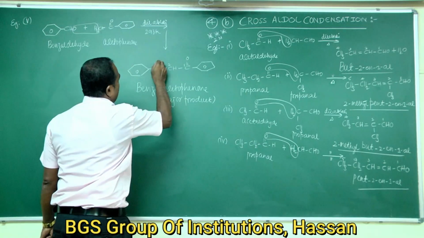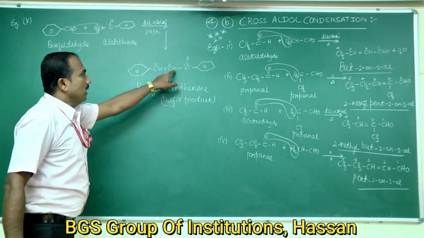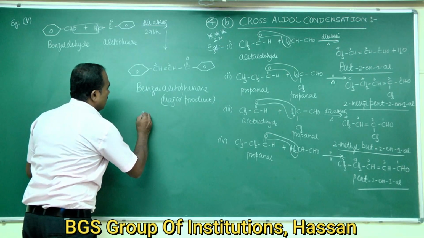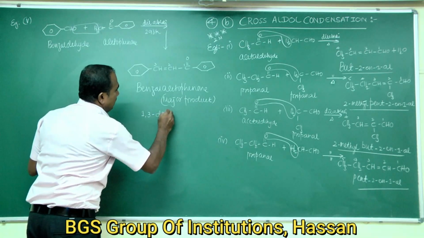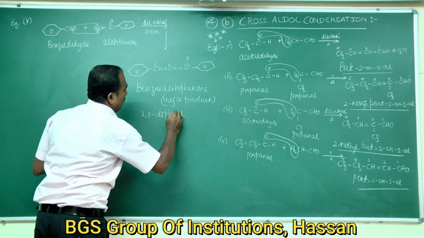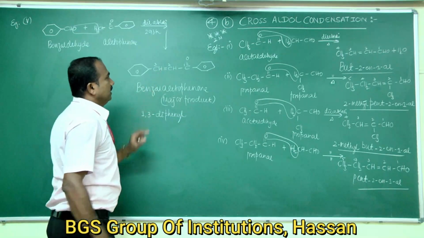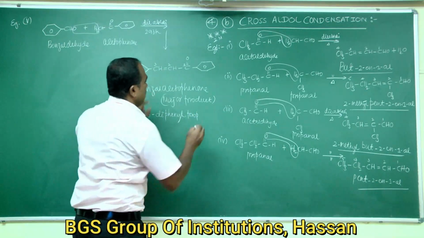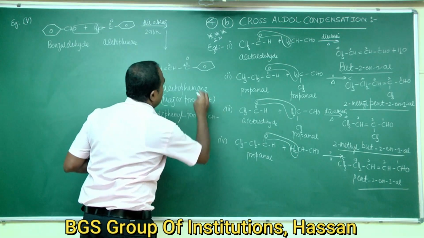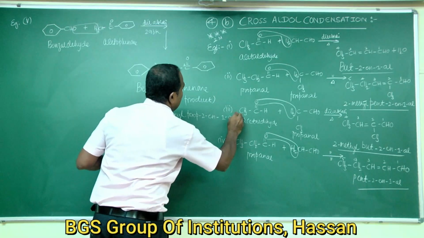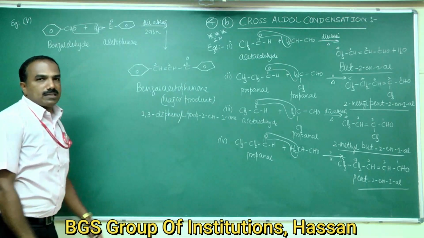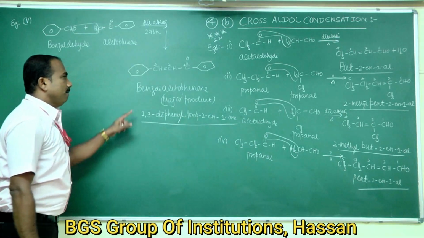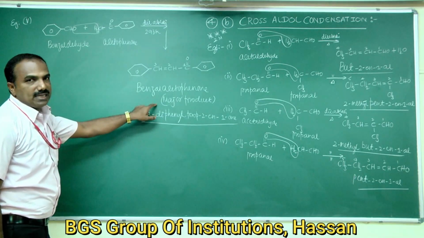The IUPAC name of benzyl acetophenone, the major product: carbon number 1, carbon number 2, carbon number 3. At 1, 3 positions, there will be presence of 2 benzene rings. Therefore 1, 3 diphenyl. 3 carbon atoms, root word is prop. Second position double bond, 2-ene. First position is ketone, the secondary suffix is one.